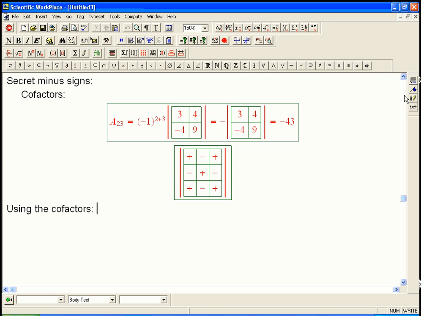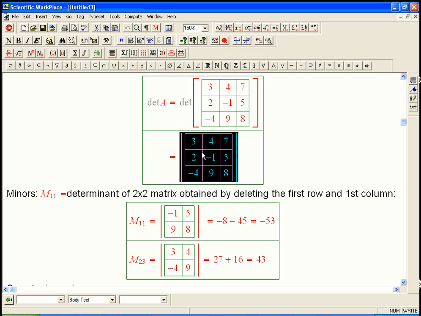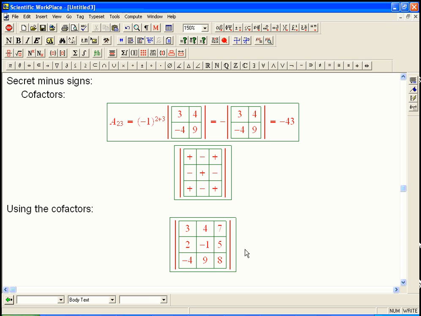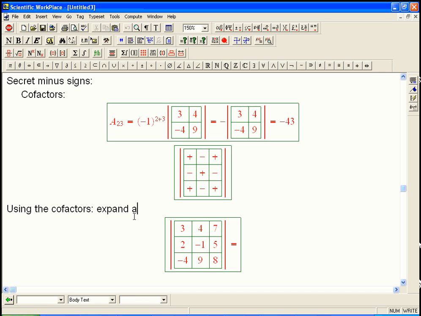Okay, so let me just bring down the actual matrix again and show you the whole calculation. I wanted to give you that terminology so I could say minor and cofactor and stuff like that. But the main thing is the calculation. What we do is we expand. It's called expanding around a single row or column. I'm going to expand around the first row because that's often a standard way to do things.